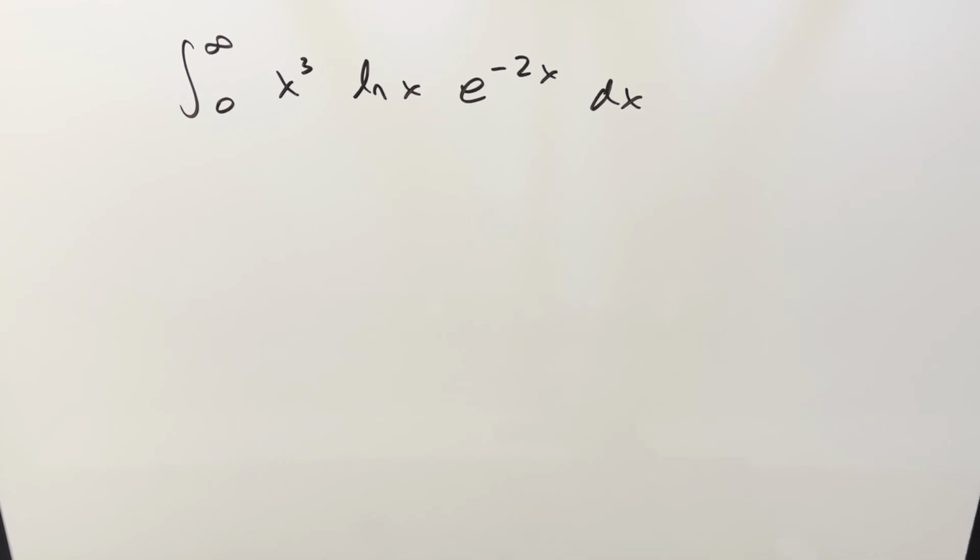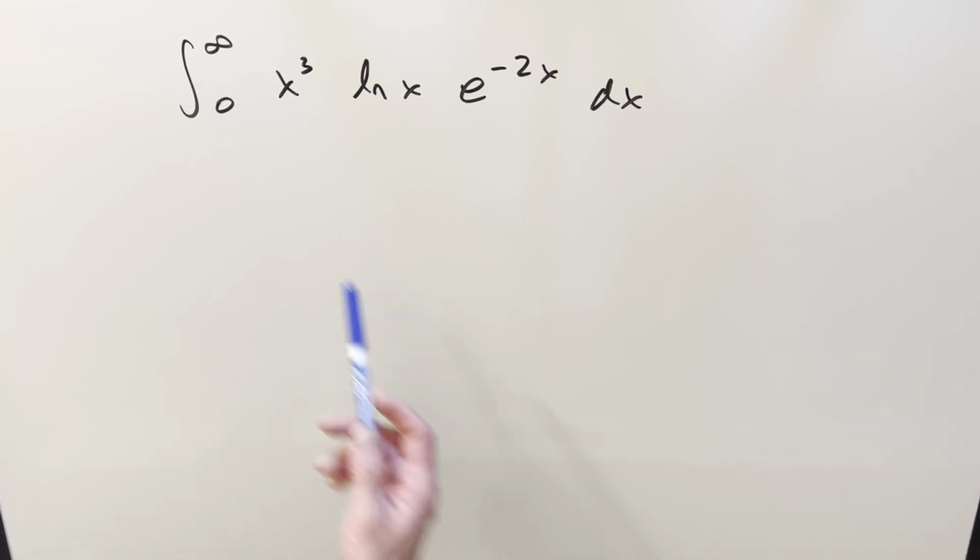Okay, we have here today an interesting integral. We've got the integral from 0 to infinity of x cubed ln x e to the minus 2x dx. Okay, we've got a lot going on here, and this is kind of similar to a few other problems I'm doing. I'm doing a few variations on the same kind of problem.